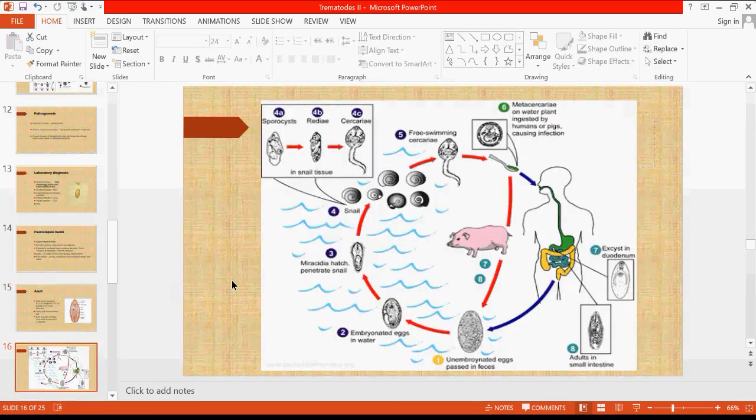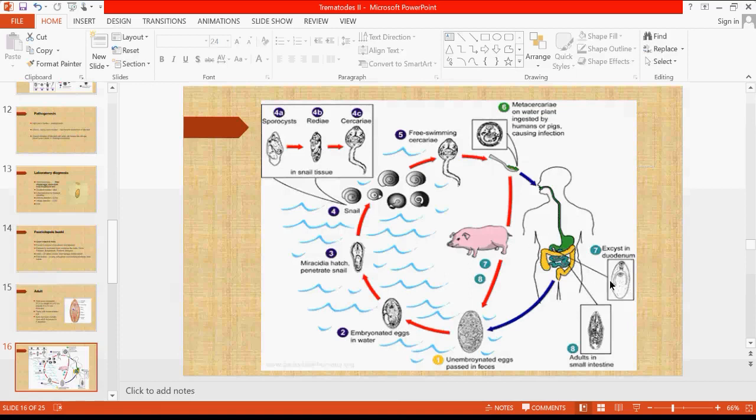Now in the life cycle, the definitive hosts are man and pig, while the intermediate host is the snail, and the second intermediate host is again a plant, like Fasciola hepatica. So again the same thing happens. Metacercariae, which are infective forms on the plant, get ingested by the definitive host, pig or man. Then they reach the duodenum.